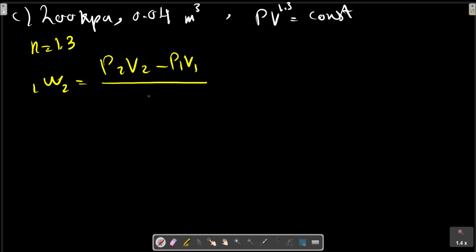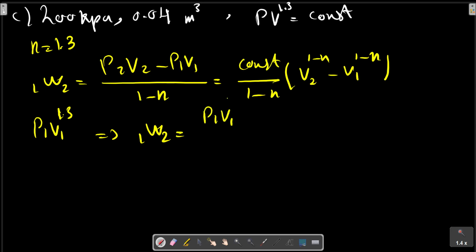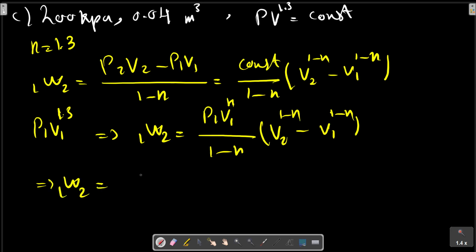one minus n, or equals constant over one minus n, multiplied by V2 to the power minus V1. The constant is, in this case, P1 V1 to the n. So P1 V1 to the n, V2 to the power over V1. In this case, W can be calculated.